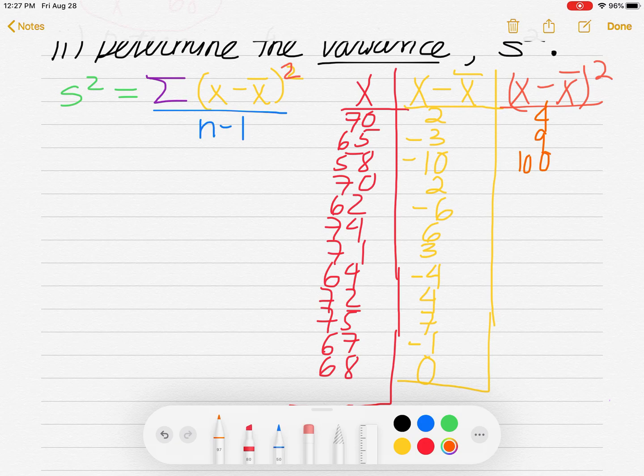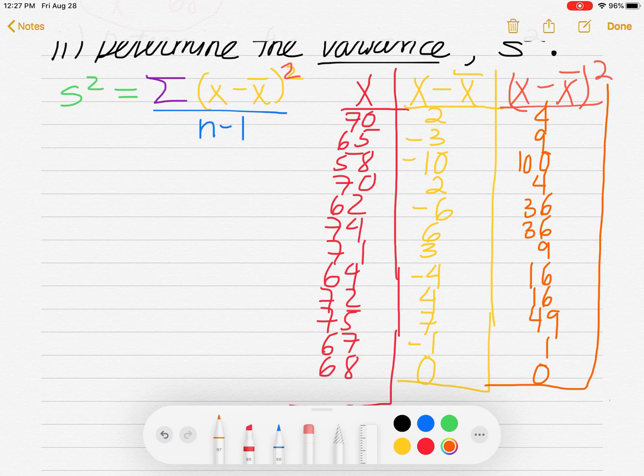Negative 10 squared is 100. 2 squared is 4. Negative 6 squared is 36. 6 squared is 36. 3 squared is 9. Negative 4 squared, or 4 squared, is 16. 4 squared is 16. 7 squared is 49. Negative 1 squared, or 1 squared, is going to be 1. And 0 squared is going to be 0.